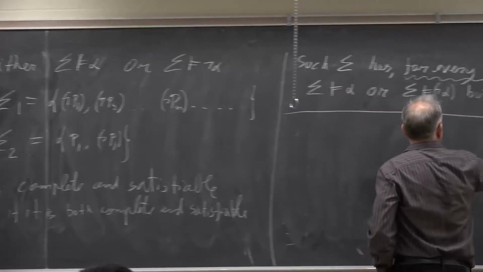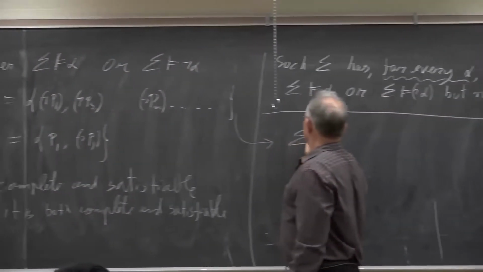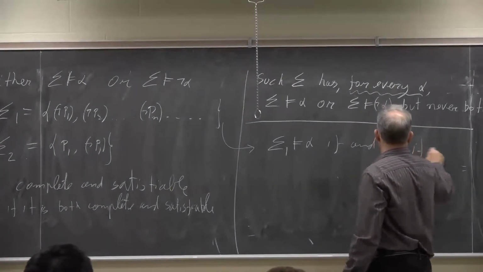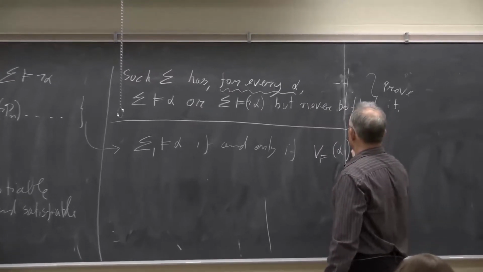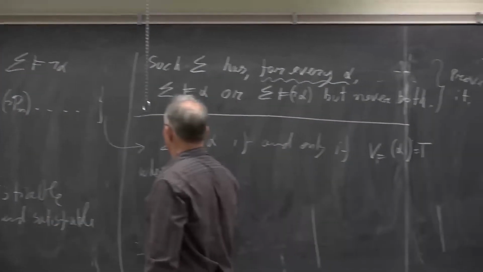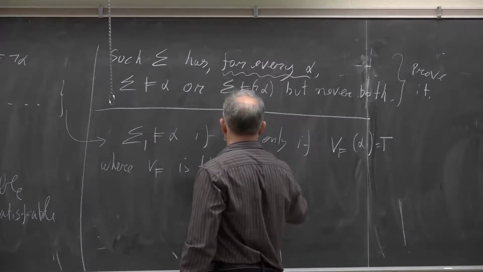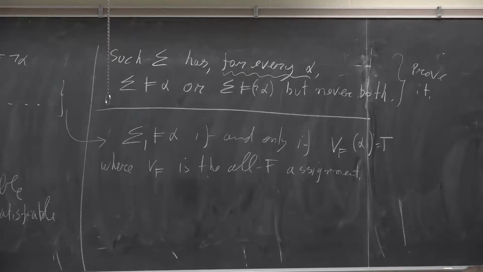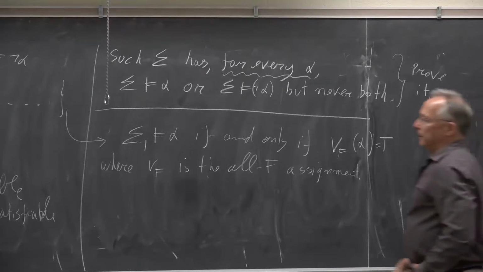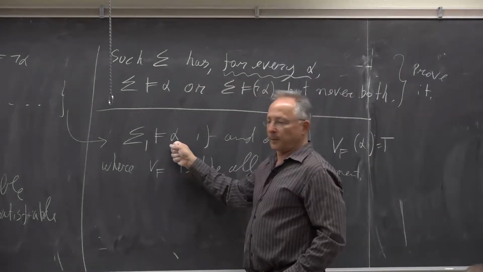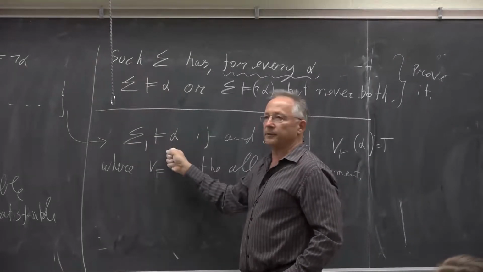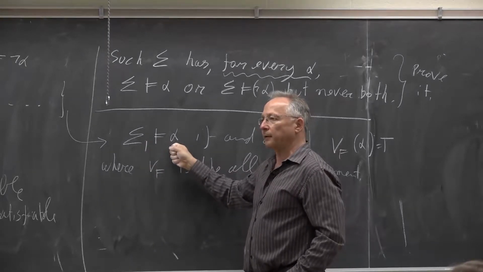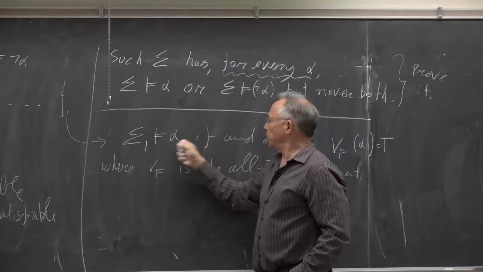So what I'm saying is that sigma 1, this guy, sigma 1 logically implies alpha if and only if VF of alpha is true, where VF is the all F assignment. Because if sigma 1 logically implies alpha, it means every assignment that satisfies sigma 1 must satisfy alpha. But there's only one guy that satisfies sigma 1. It's the all false. And therefore, it means that if sigma 1 implies alpha, the all false assignment should give alpha the value true. What about the other direction?